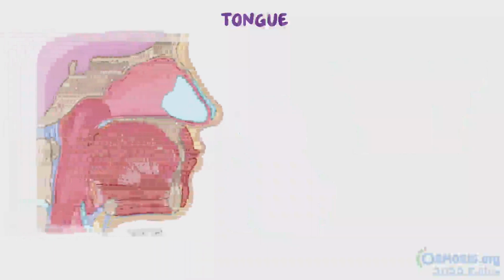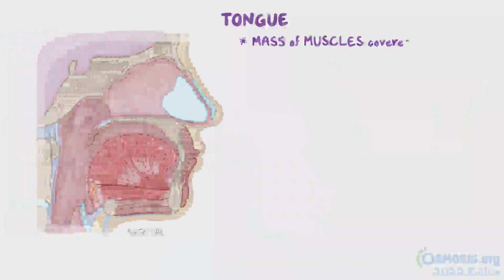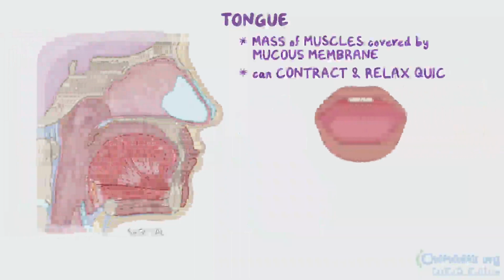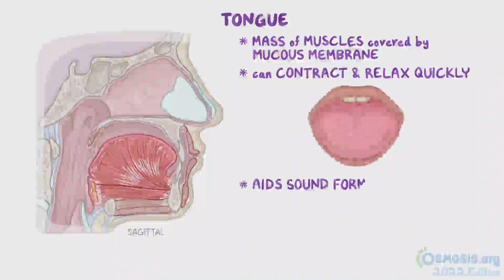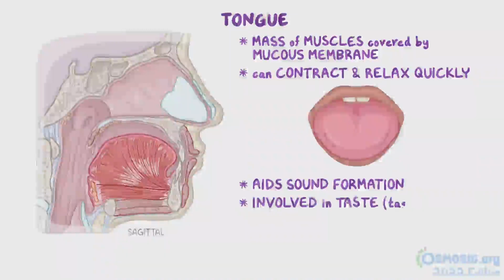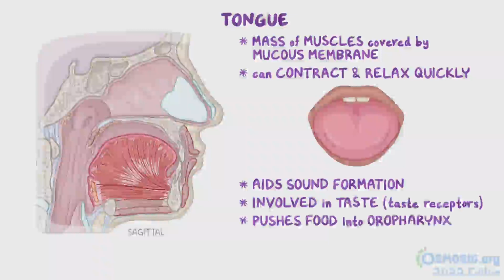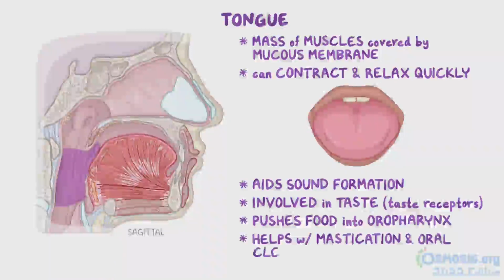Now, the tongue is essentially a mass of muscles covered by a mucous membrane, which can contract and relax quickly, allowing the tongue to assume many shapes and positions. This is what makes the tongue ideal for speaking by aiding sound formation. The tongue is also involved in taste via taste receptors. It pushes food to the oropharynx during swallowing. It helps with mastication by moving food closer to our teeth, and in oral cleansing.